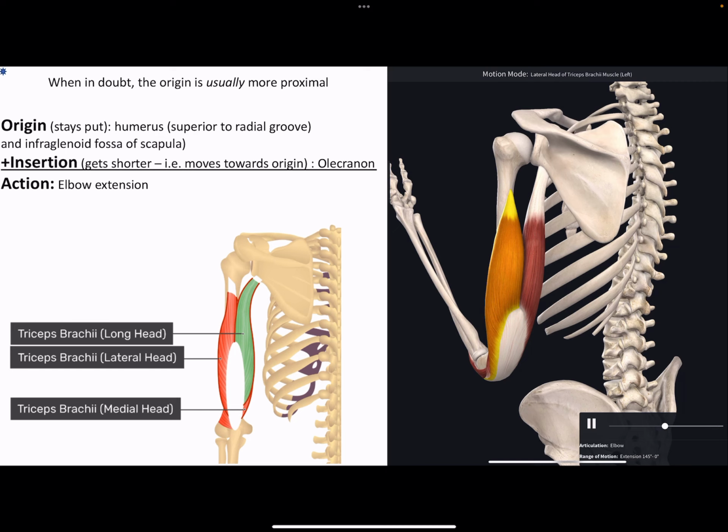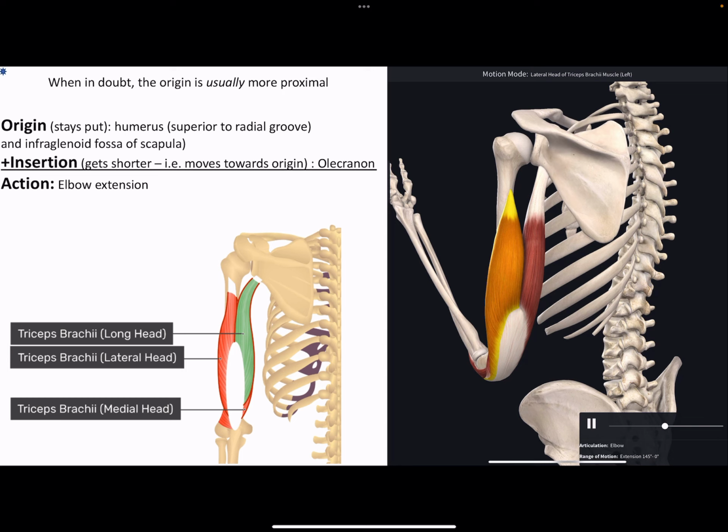So a lot of the actions of muscles should be straightforward if you just think about where the origin is and where the insertion is. Keep in mind that the origin is typically going to be the more proximal attachment site, and the insertion is going to be the more distal attachment site. So you can conclude logically what the action of a muscle should be if you just imagine what would happen if the insertion point moves closer, becomes shorter to the origin site.